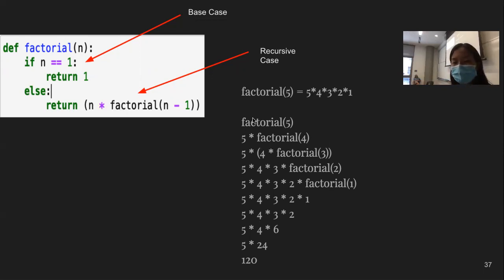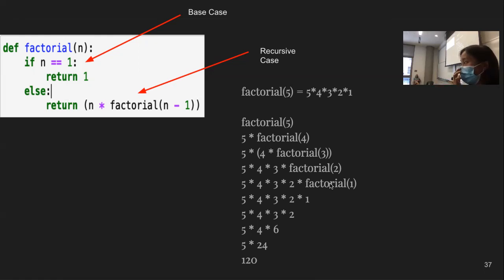So you can see here, we start with factorial of 5, and then our next call would be 5 times factorial of 4. Now we would start back at the top of our function with factorial of 4. We would check, does 4 equal 1? It doesn't, so then we would return 4 times factorial of 3. You can see the factorial of 4 is replaced with 4 times factorial of 3. And you would continue this recursive chain until we get to factorial of 1.